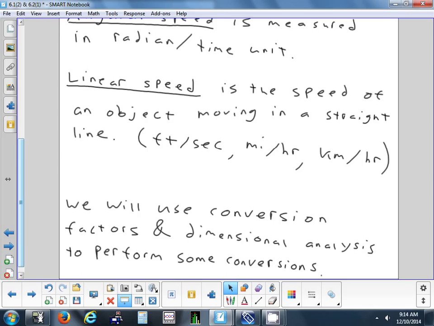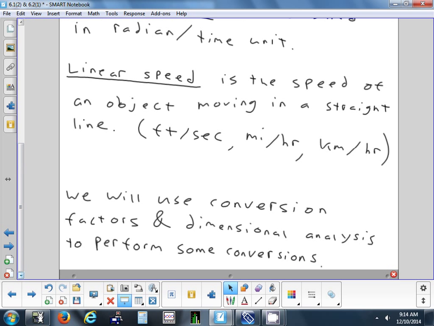a few other things. Has anybody ever done that before, dimensional analysis? Okay, it makes converting between different units very, very easy. Okay? But you do have to know conversion factors, okay, basic ones. How many seconds in a minute, minutes in an hour, hours in a day, days in a year, feet, inches, how many inches in a foot, how many feet in a mile, things like that.